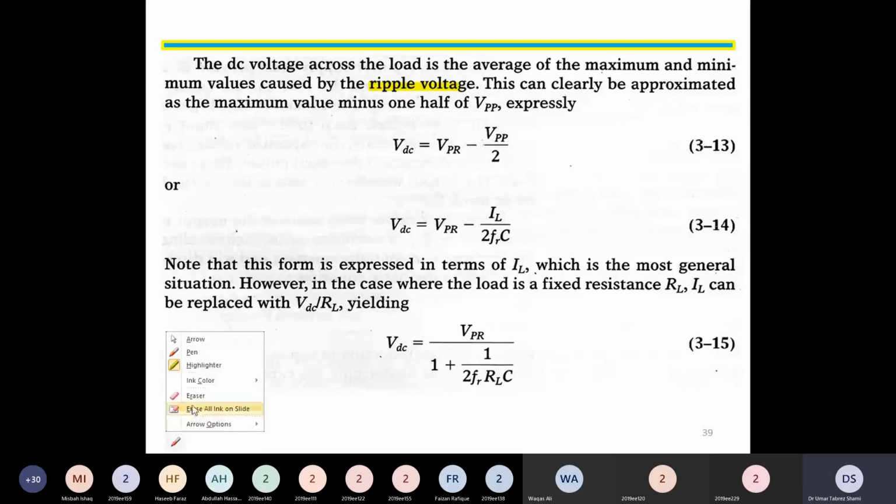And here we should note that this form is expressed in terms of IL, which is the most general situation. However, in the case where the load is a fixed resistance RL, IL can be replaced by VDC over RL. This gives us VDC is equal to, you can solve this equation yourselves, VDC is equal to VPR over 1 plus 1 over 2FRLC.